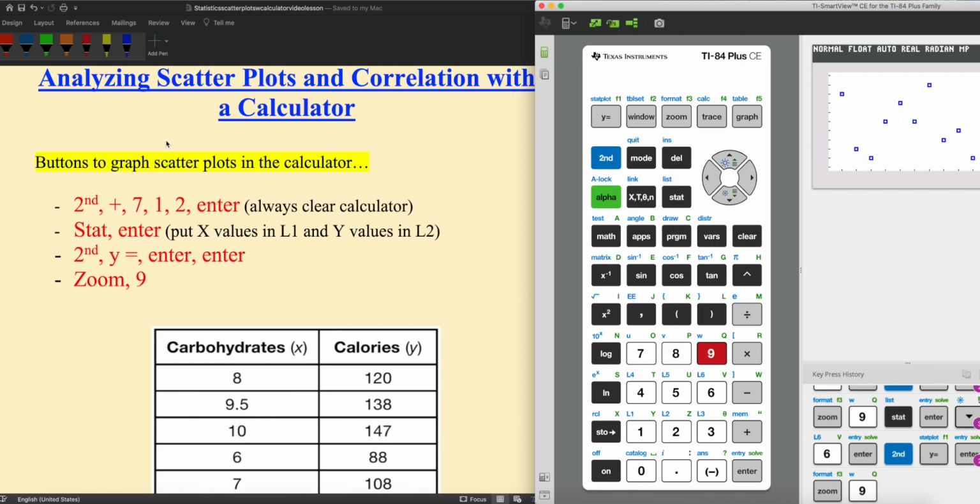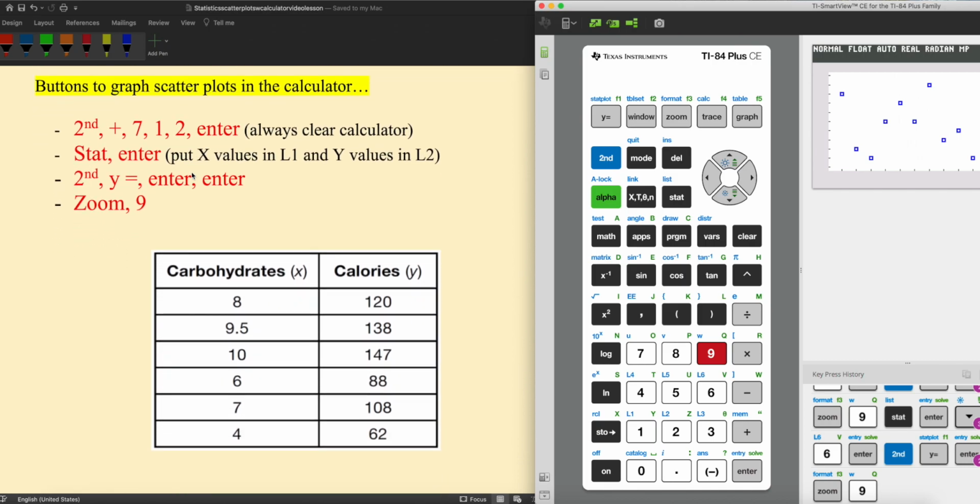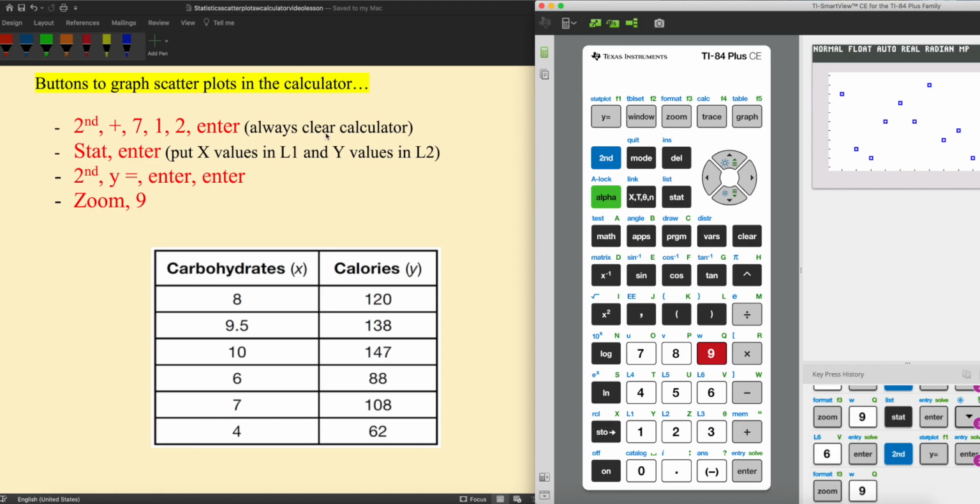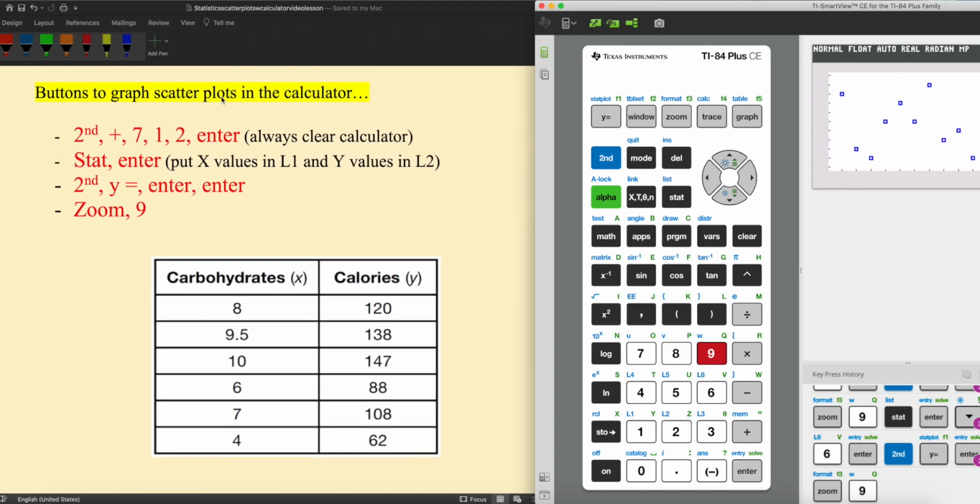So the buttons in order to get your scatter plot. Second plus 712 to clear the calculator as always. Stat enter to get your L1s and L2s. But remember last time when I talked about how to put measures of central tendency in the calculator, we only focused on the L1. When you put a scatter plot in the calculator, guys, you're going to put the X values in L1, and then you're going to put the Y values in L2. And then, of course, it's going to be second Y equals enter, enter, and then you're going to hit zoom 9. And I'll keep these buttons posted pretty much throughout the whole lesson so you constantly see them, because, guys, at the end of the day, you have to memorize that.